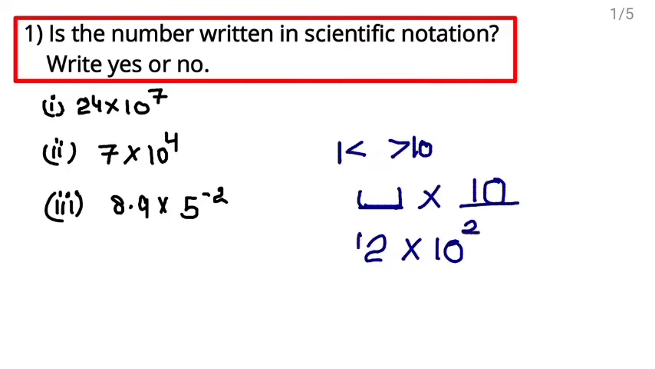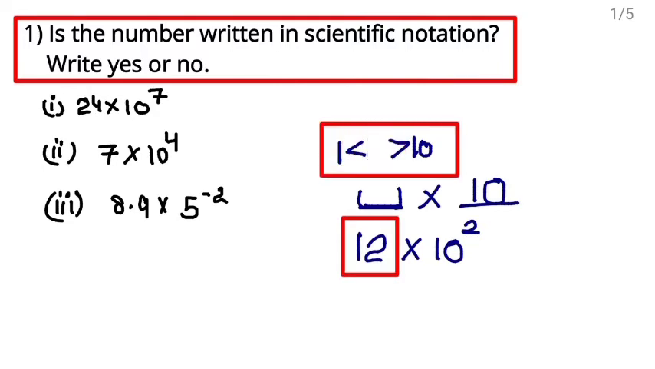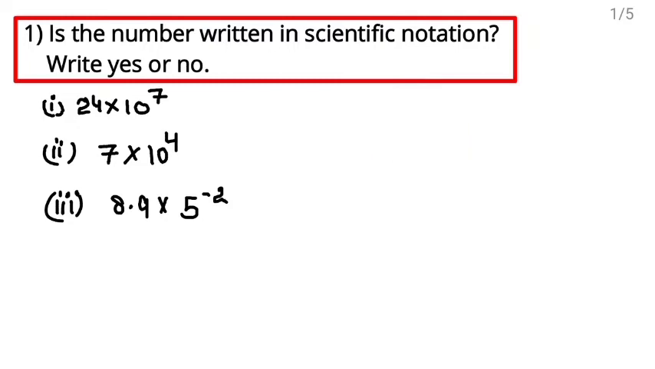But if I write 12 multiplied by 10 raised to the power 2, this is not the scientific notation. Why? Because this 12 is greater than 10. And as I said, in scientific notation, we write the number as a product of a number between 1 and 10 and the power of 10. Clear? So the first question is: is the number written in scientific notation?